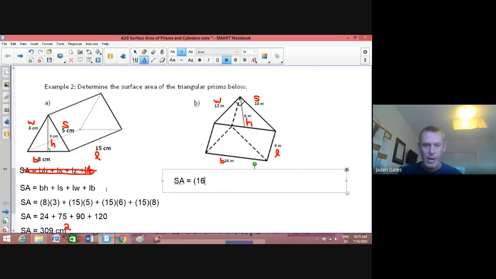I'm getting all this off my diagram now, times my height, which is 6. Plus length times S, so I got a 9 times a 10. And the next one is L times W, so 9 times 12. And lastly, making sure I get all the pieces in there, L times B. So I got a 9 times a 16.